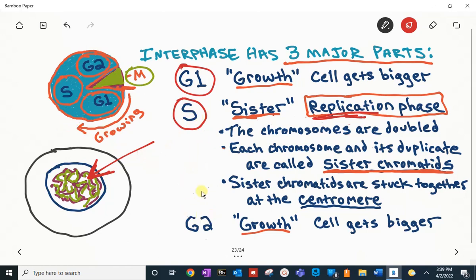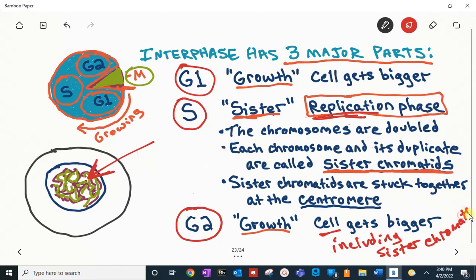And then after the S phase, it goes into another growth phase. And the cell, including the sister chromatids, they all get bigger and thicker and get ready to divide once it goes all the way over and goes back to the mitosis phase. So that's it for mitosis.